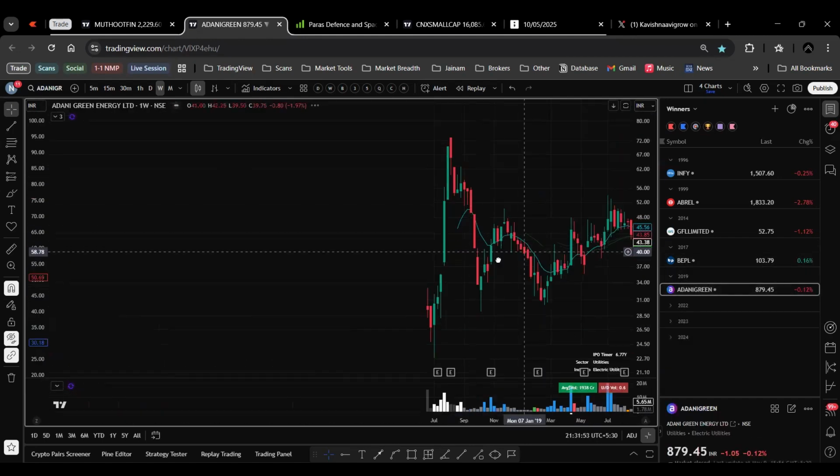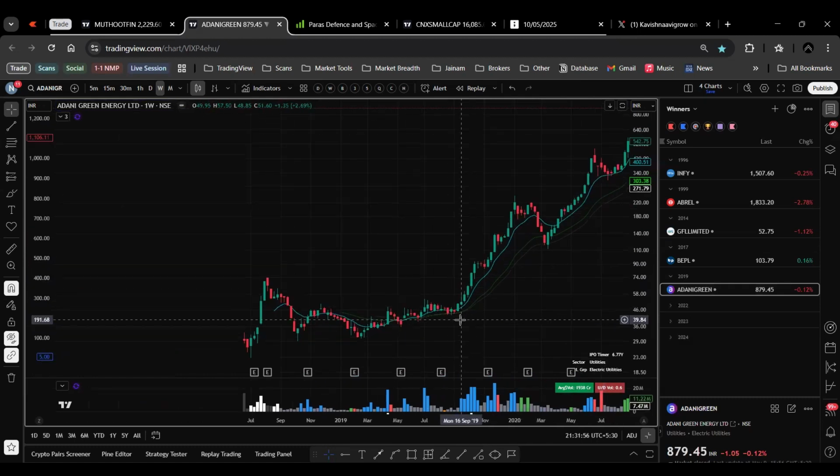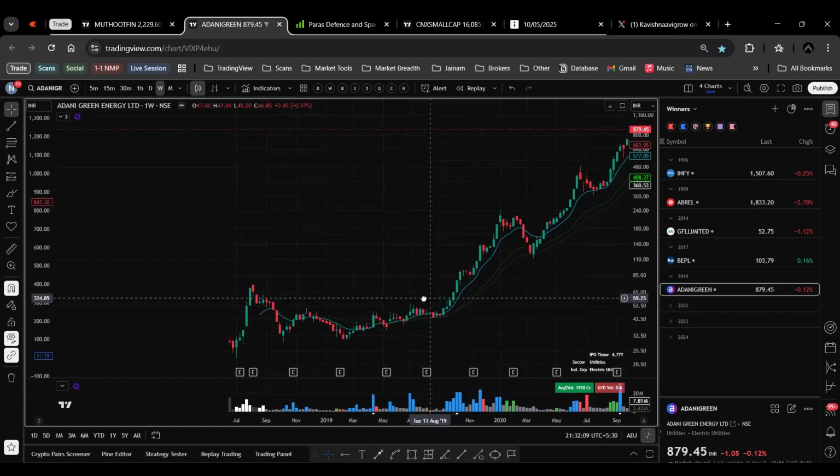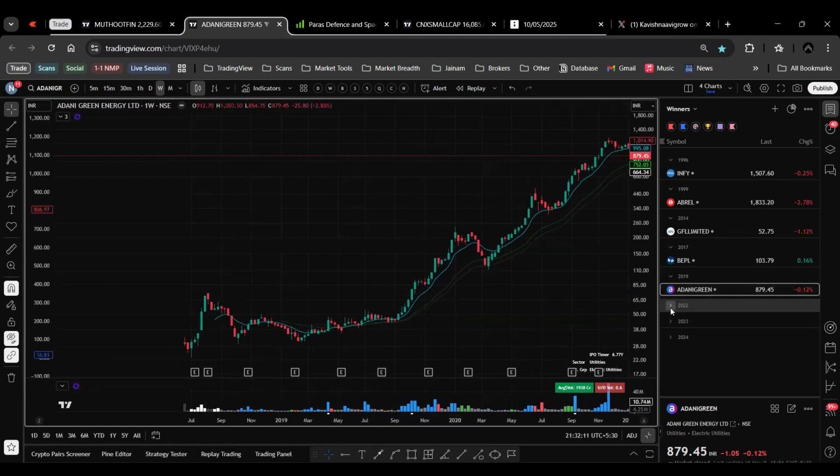In 2019, we saw Adani Green. So it formed a base. It did not just move up and keep on moving up. It formed a clean base that we saw on the daily and the weekly frame. This is the weekly frame, and it continued its upward trajectory.